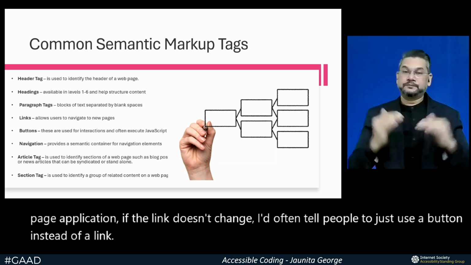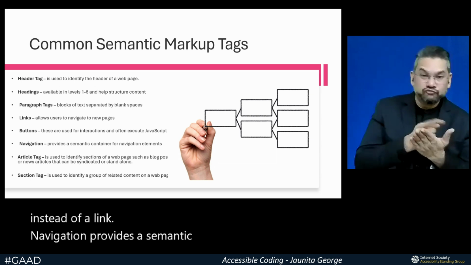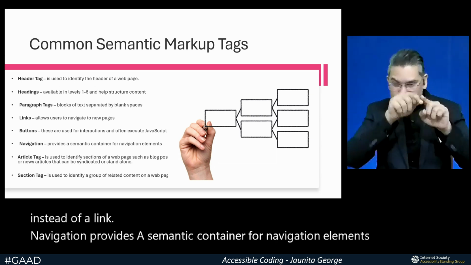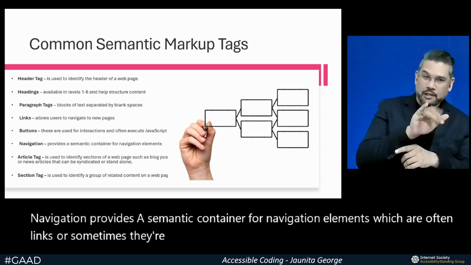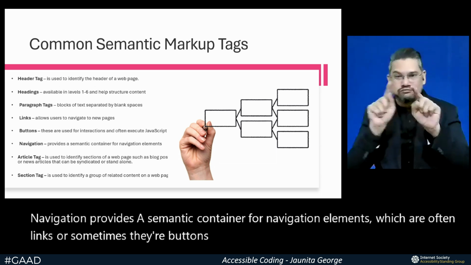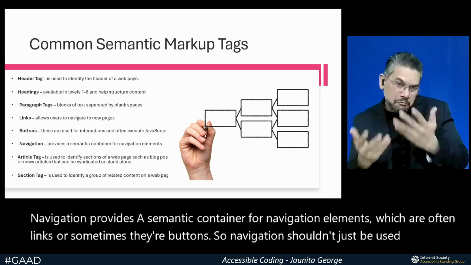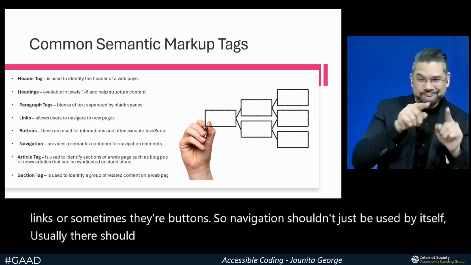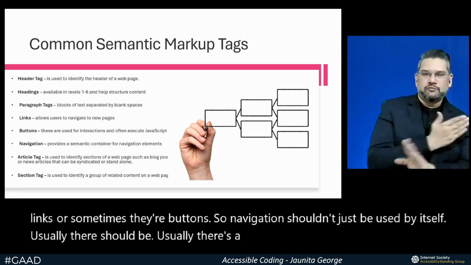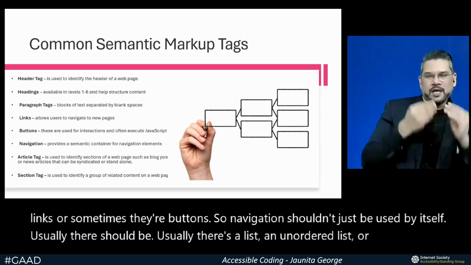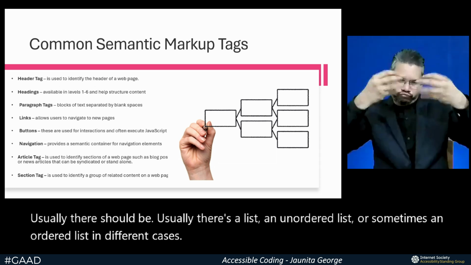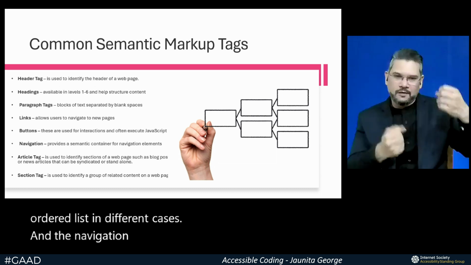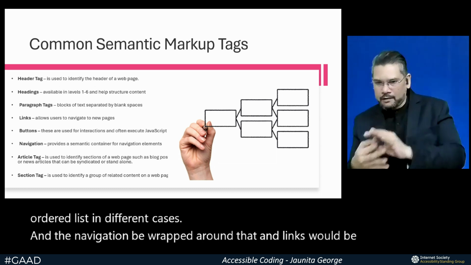Navigation provides a semantic container for navigation elements, which are often links, or sometimes they're buttons. So navigation shouldn't just be used by itself. Usually there's a list, an unordered list, or sometimes an ordered list in different cases. And the navigation would be wrapped around that, and links would be within each list item.